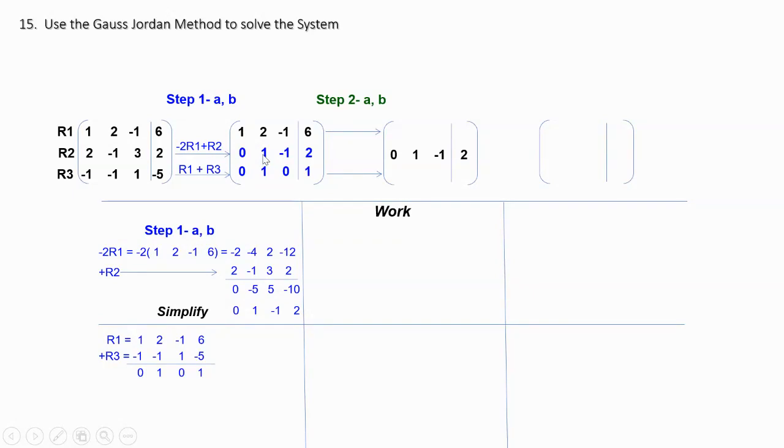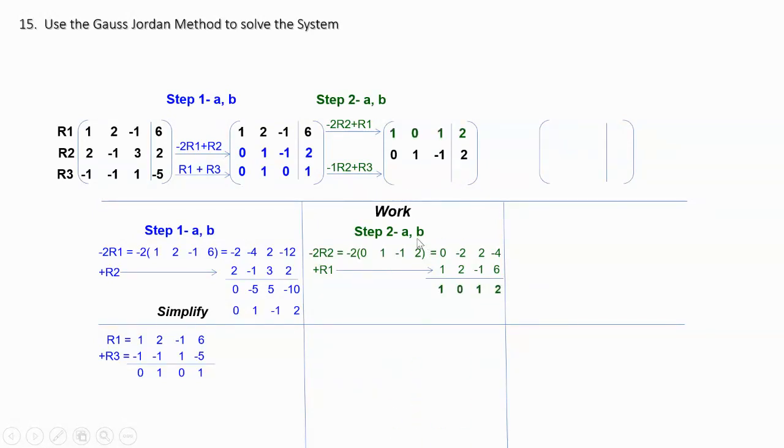So I'm gonna multiply negative 2 times row 2 and add it to row 1. Then I'm gonna multiply negative 1 times row 2 and add it to row 3. And here's my work. Right, negative 2 row 2 plus row 1. So negative 2 row 2 will give us 0, negative 2, 2, and negative 4. When I add it to row 1, right, we just bring row 1 over, it's going to give us 1, 0, 1, 2. So that's going to be my new row 1.